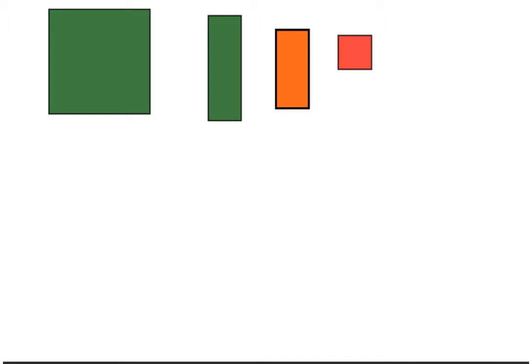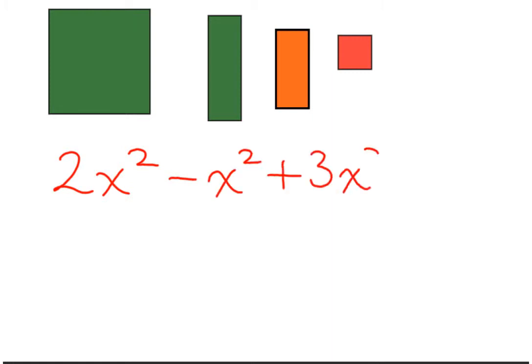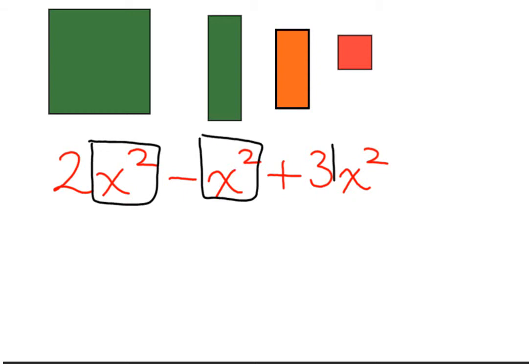Let's do one more example. 2x squared minus x squared plus 3x squared. Well, if you pulled out all those tiles, you would realize, hey, we've got like terms here. They all contain the exact same variable part. So we can use the zero principle to get our simplified answer. And if you look at it, it's just a matter of looking at your coefficients to help out here. So 2 minus 1 plus 3 is 4x squared.